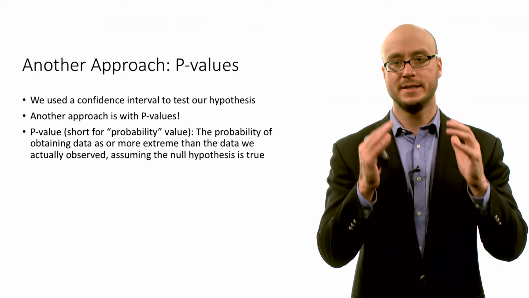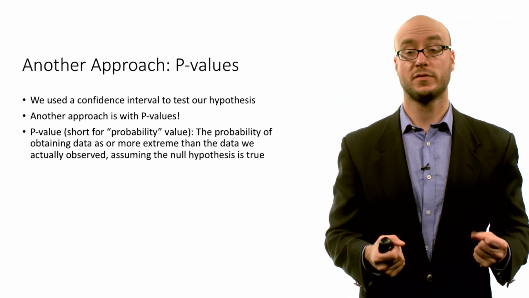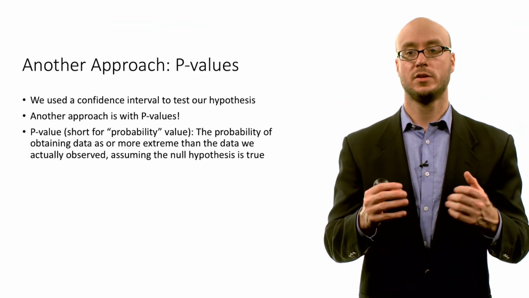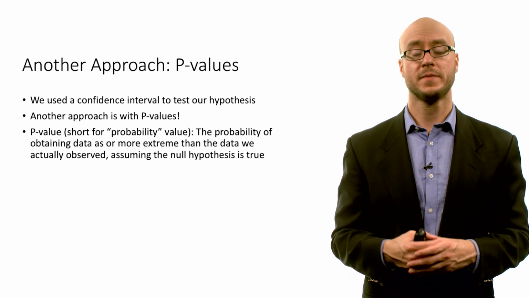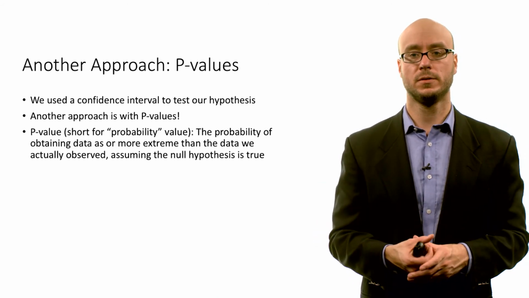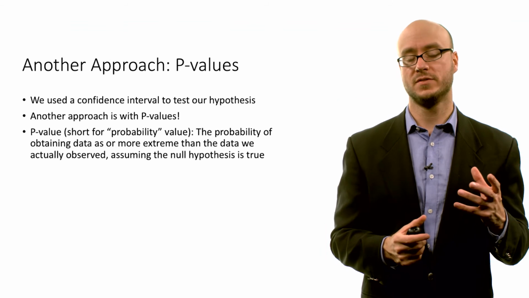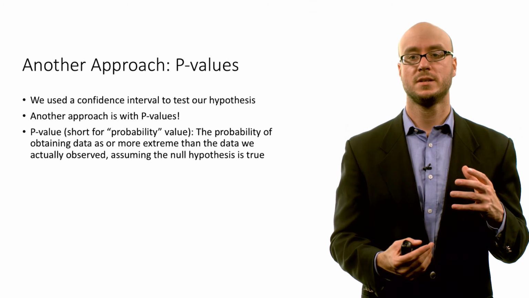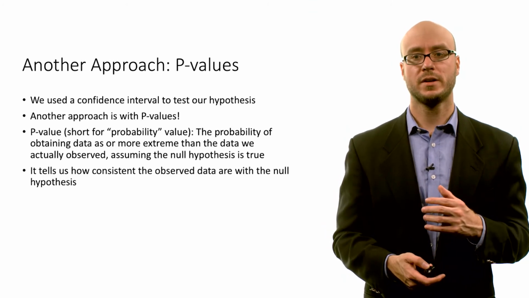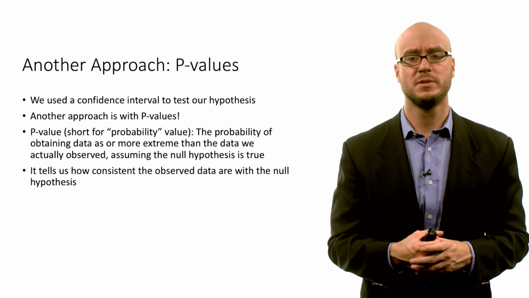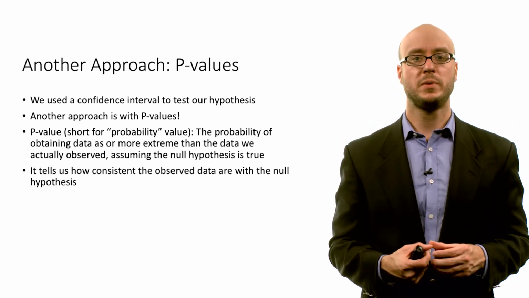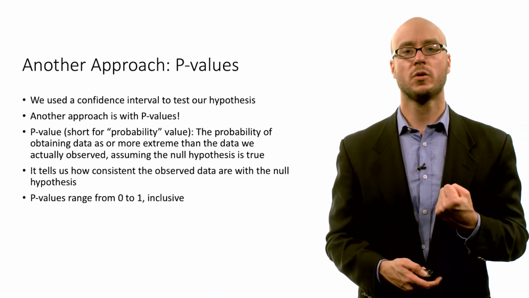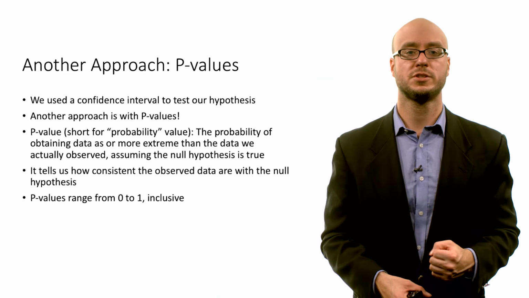If you recall, I said we can think of the confidence interval as a measure of consistency. If the null is within our confidence interval, the null is consistent with our data, and we fail to reject the null. If that null is outside of our confidence interval, then that suggests our data is somehow inconsistent with our null hypothesis, and we reject the null. Another way to measure consistency between our data and our null hypothesis is with p-values. A p-value tells us how consistent the observed data are with the null hypothesis under the assumption that the null is true.